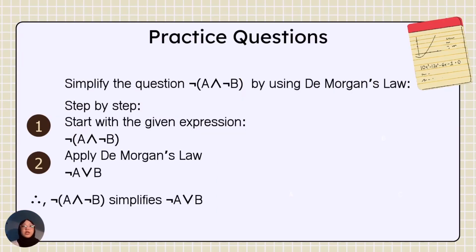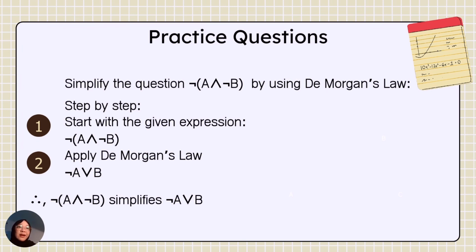Simplify the question not (A and B) by using De Morgan's law. Remember, open the bracket and also change operations. So start with the given expression, not (A and B). Once you apply De Morgan's law, it's going to be not A or not B. Therefore, not (A and B) simplifies to not A or not B.